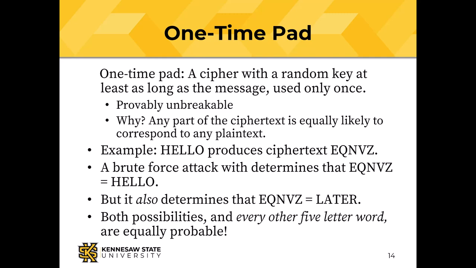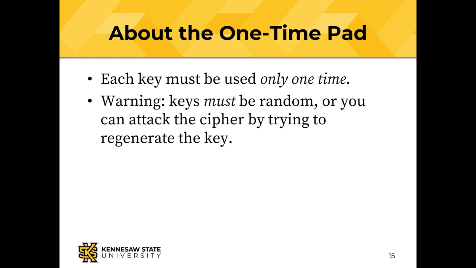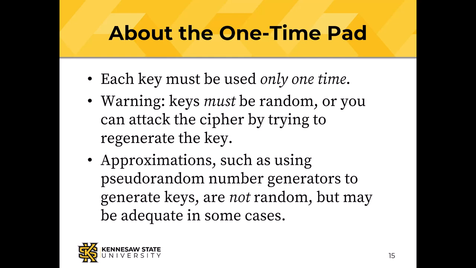We're not going to try to prove it mathematically, but you could. Okay. Each key has to be used one time and only one time. Otherwise, you give an adversary multiple examples of ciphertext encrypted with the same key. The keys must be random, or the adversary can attack the ciphertext by trying to regenerate the key. Pseudo-random numbers might be okay, maybe for protecting my credit cards for 50 years, but they're not random. And someone could attempt to attack the random number generator and reproduce the key that way.